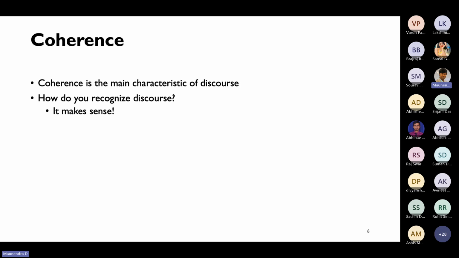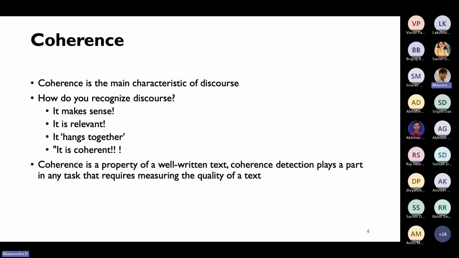So that was not our discourse, but the other one was, because the first one didn't make sense. Whenever, after looking at a discourse, we humans understand that it makes sense, or it is relevant, or yes, the concepts, the sentences, everything hangs together well, and finally it is coherent. So that's how we recognize discourse. And the central property here is coherence.